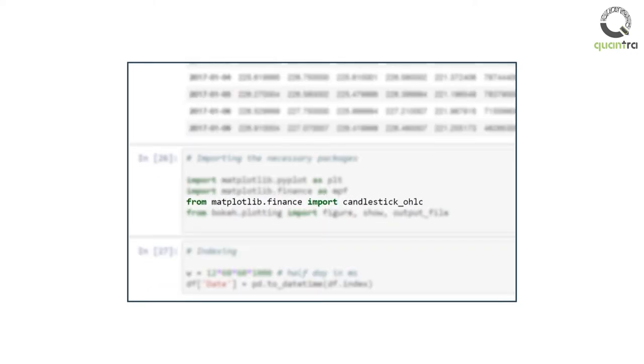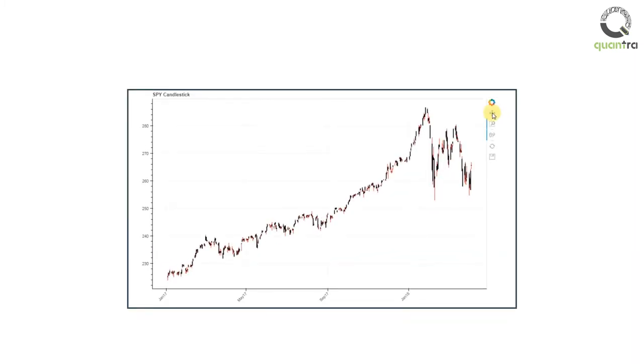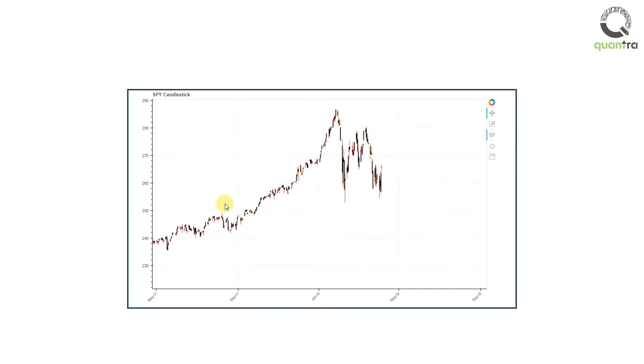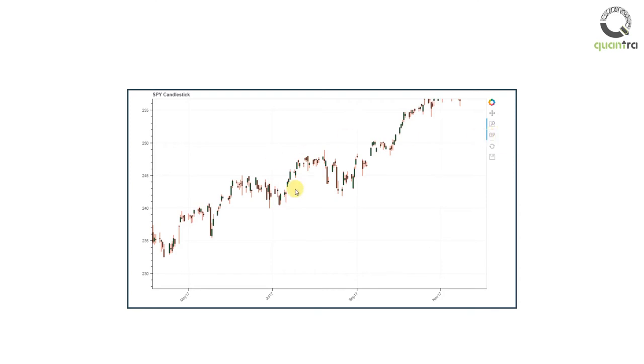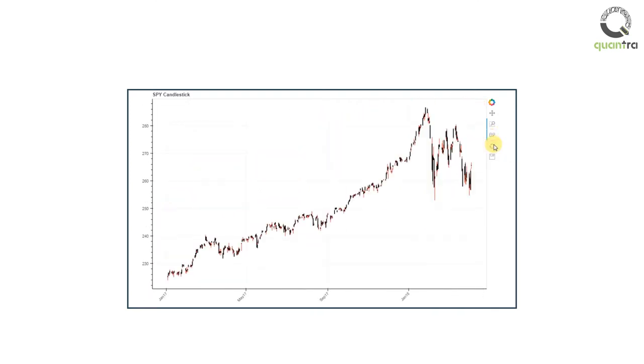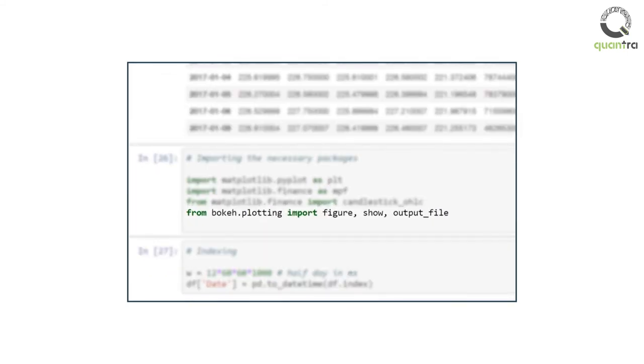We will use the candlestick_OHLC module from the matplotlib.finance package to plot the candlesticks. Further, just to make things more interesting, we will use the bokeh library in Python to plot an interactive graph. An interactive plot is one where we can adjust the view of the graph according to our wish. You can pan, box zoom, wheel zoom, reset, and save the screenshot of the graph. This is done by using the figure module from the bokeh.plotting package. More of this in the upcoming IPython notebook.